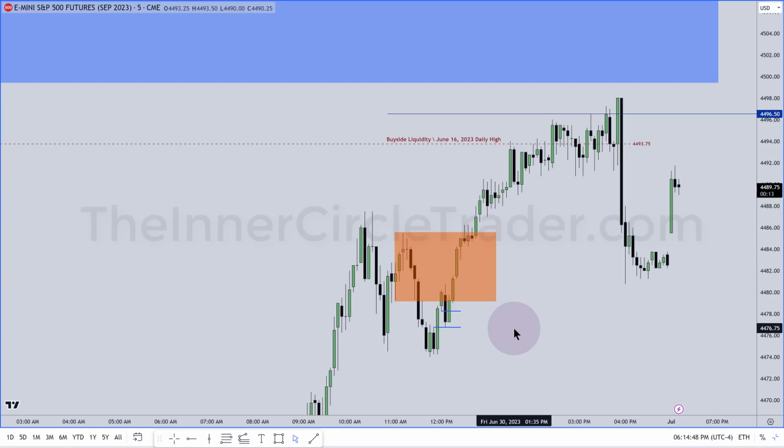I'm not a support and resistance trader. I have given you a language so that you can see how the algorithm itself that delivers price will react and respect specific price levels.